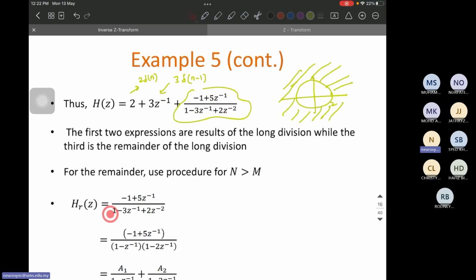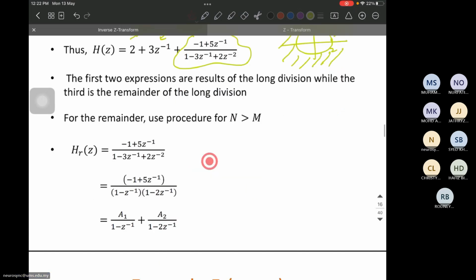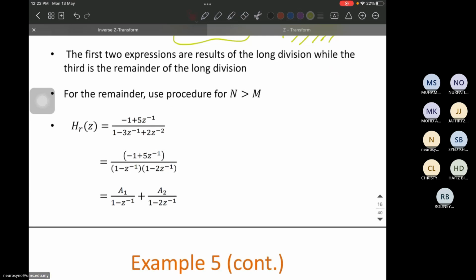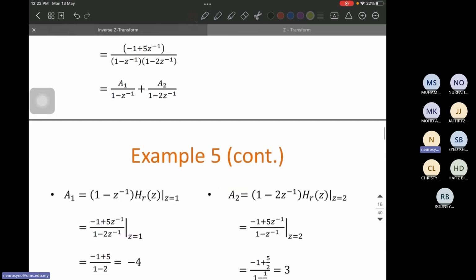So the denominator part we can write like these roots. This 2 is minus 1 into minus 2 is plus 2, and minus 1 minus 2 is minus 3. So this polynomial is written like this: 1 minus z to the power minus 1, 1 minus 2 into z to the power minus 1. Okay, now this we can split like this, a1 by this, a2 by this, 1 minus 2 like this. Okay, now the goal is to find a1 and a2 value.